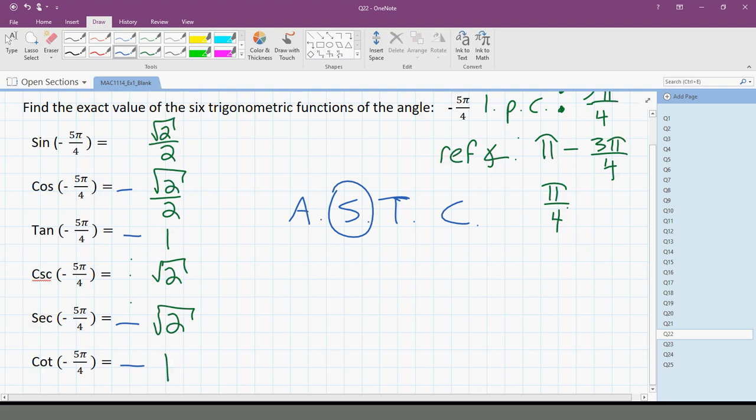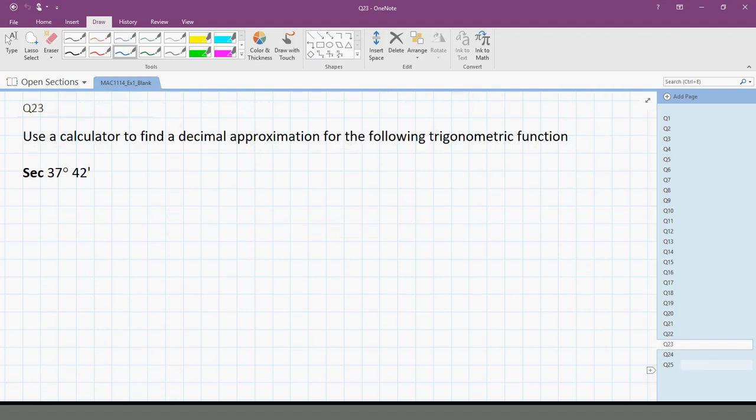All right, jumping to the next guy. This guy right here, calculator work. It will want you to round to 8 decimal places. So you just go into your calculator and you can type this in. Or the other thing you can do is convert these minutes right here into degrees and then type it in as one decimal number. Just remember how we convert minutes into degrees: divide by 60.